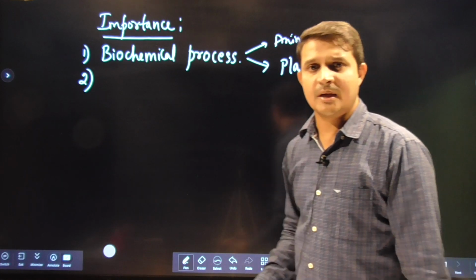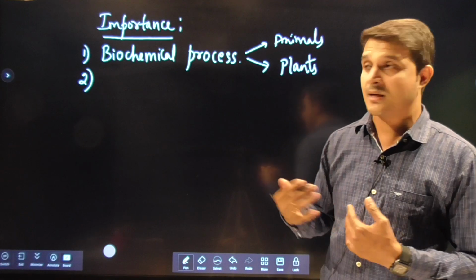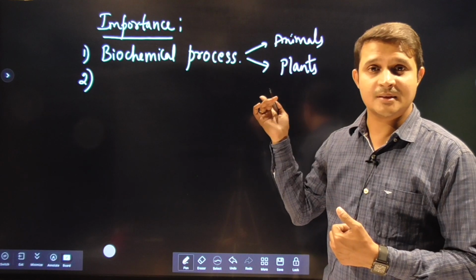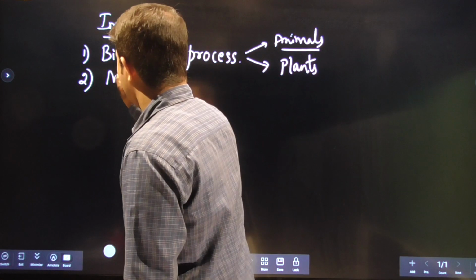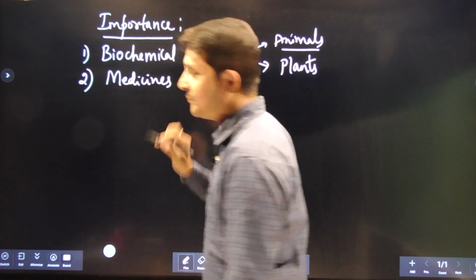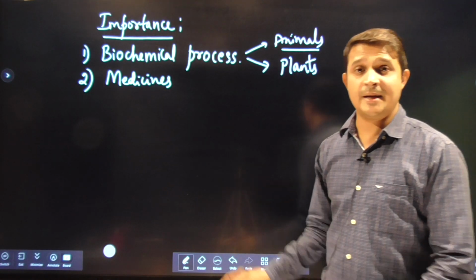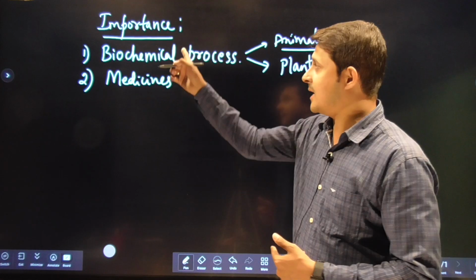So apart from that, we observe a variety of diseases in us as well as in plants. Is it not? For animals we mainly concentrate on medicines.